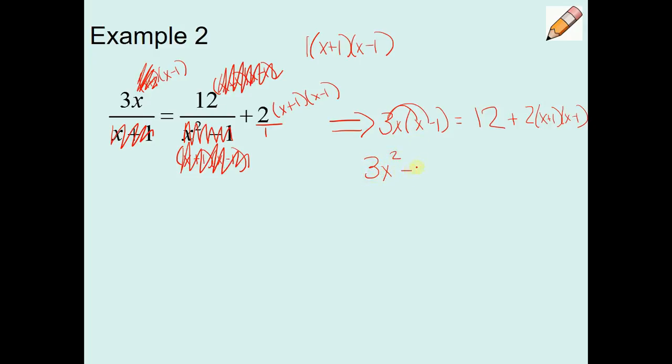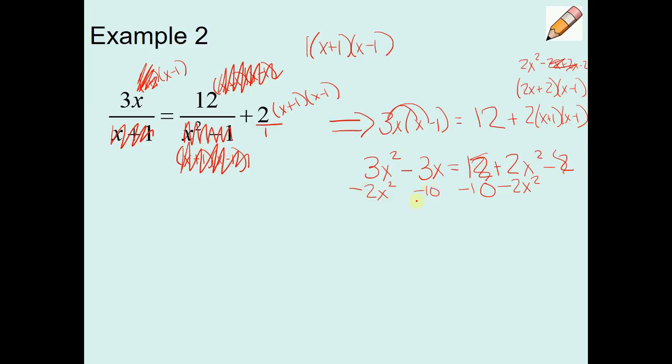So 3x squared minus 3x equals 12 plus 2, x minus 1, that'd be 2x squared minus 2x plus 2x minus 2. So 2x squared minus 2, like that. Let's get everybody to the same side. So I'm going to subtract 2x squared, and it looks like I'm subtracting 10 because 12 and negative 2 make me 10. So negative 2x squared, negative 10 over here. So I'm going to get 1x squared minus 3x minus 10 equals 0.